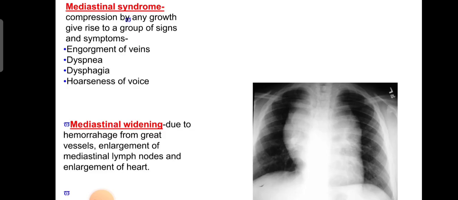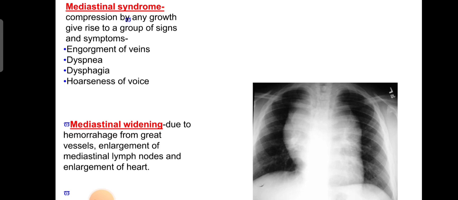Then we have mediastinal syndrome. Here we have compression by any growth, which gives a subgroup of signs and symptoms. These include engorgement of veins, dyspnea. Dyspnea means difficulty in breathing. Dysphagia means difficulty in swallowing. Then we have hoarseness of voice in the case of mediastinal syndrome, caused by compression of the vagus nerve.